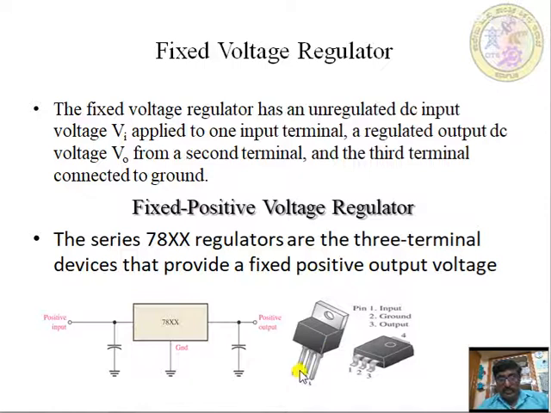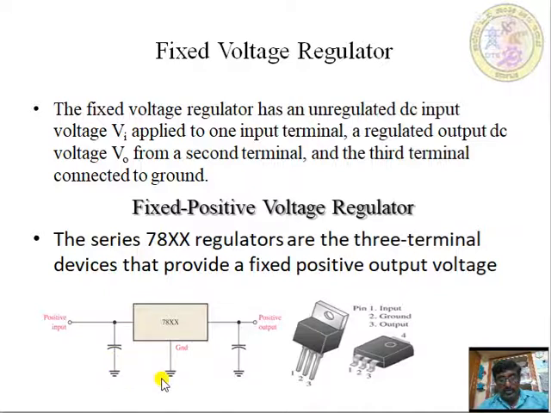The numbers are represented on the device. 1 represents the input, 2 represents the ground, and 3 represents the output. So this one is the internal structure of the 78XX series: positive input, ground, positive output.